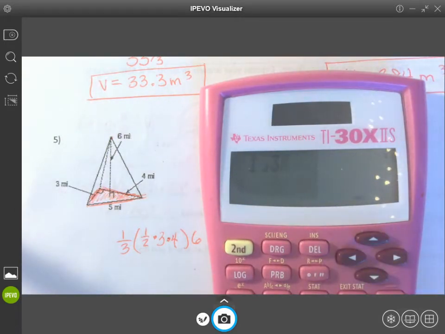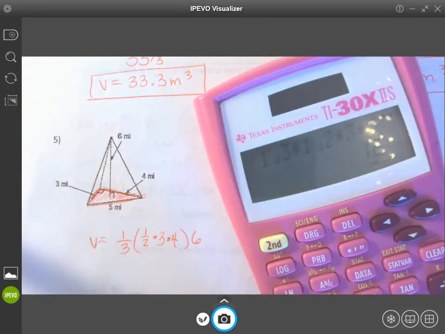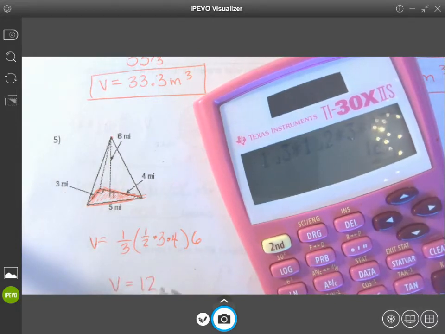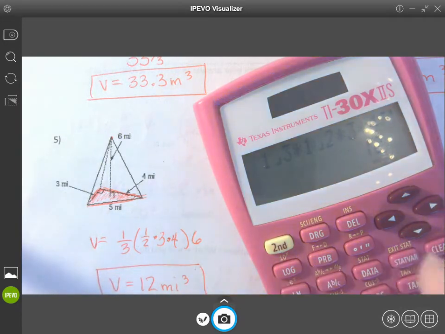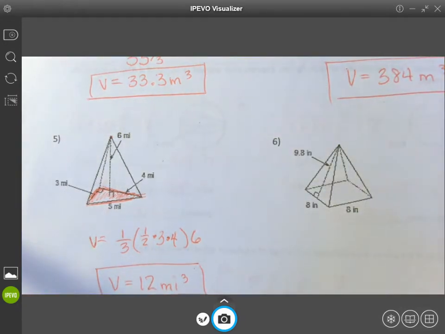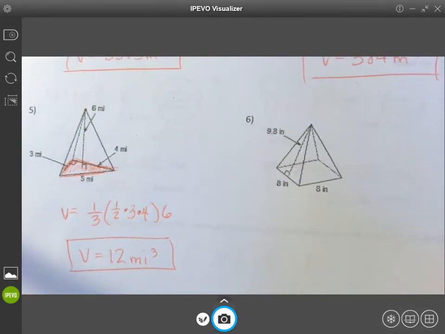So 1/3 times 1/2, or 0.5, times 3 times 4 times 6. I get 12. Yeah. 12 what? Miles cubed. Yep, miles cubed. All right, look at the next one. What is this one?